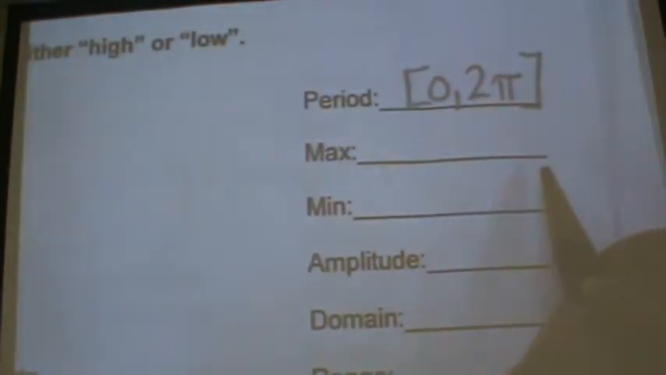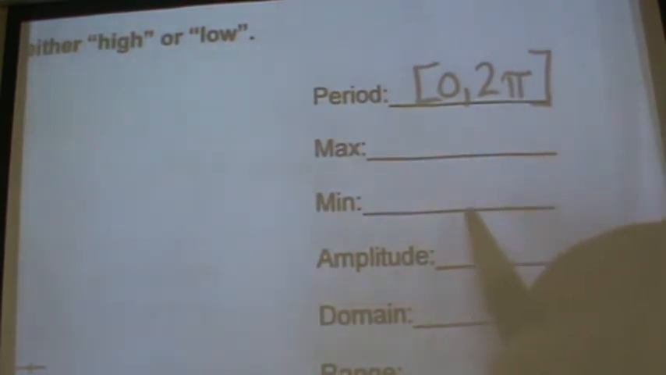So let's fill in this. Our period is 0 to 2 pi. You're not going to have to do this for all of them. Is it always going to be 0 to 2 pi? One full period for sine and cosine right now is 0 to 2 pi. It will change, but for now it's 0 to 2 pi.